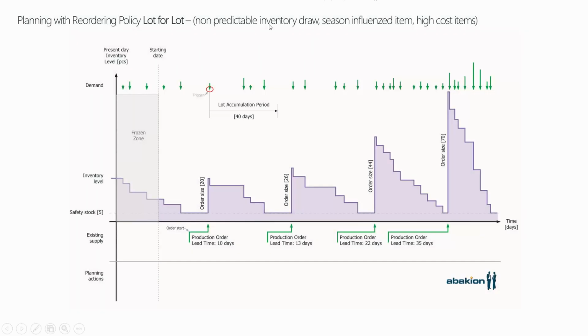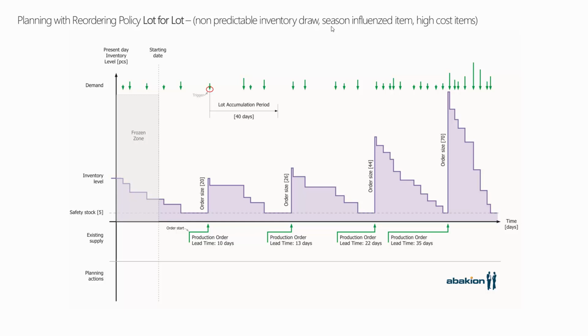The reordering policy lot for lot, where you combine orders within an interval, also has its advantages. So the lot for lot is used if the item is non-predictable, the inventory draw is season influenced, or if it's a high cost item. So you want to produce or to buy items for the specific demands you have, but you want to bundle them in periods because otherwise the order quantities get too small. So that's a nice one for lot for lot.